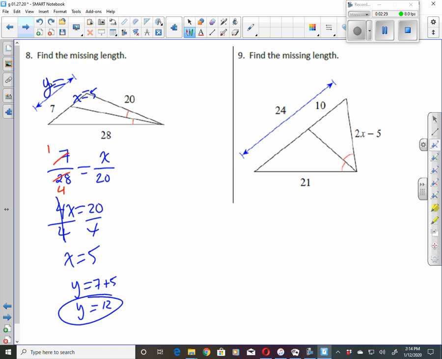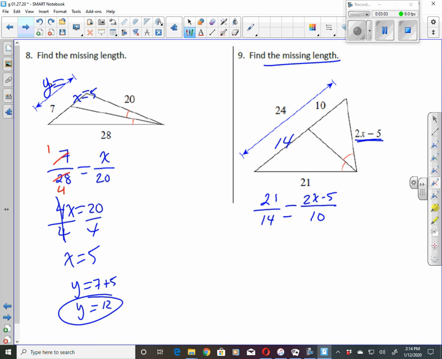Number 9 gives you a slightly different twist, but again, 24 minus 10 tells us that this is 14. But notice they didn't call that x, they called that 2x minus 5. They're asking for the missing length, not x. So we have to pay attention to what they're asking for and based on what they're given. So again, I would do this simply, just go 21 over 14. You can switch those if you want, but be consistent. 2x minus 5 over 10.